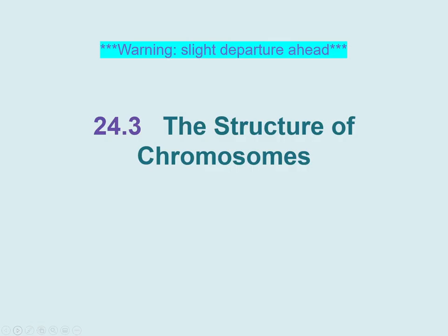So now we're going to have a little bit of a departure. I know this is chapter 28. However, we're going to be talking about chromosomes and chromatin, and we didn't cover chapter 24. So I just want to give you a little bit of background on that, so that you're not completely lost. You don't need to memorize this information, but it will be incredibly helpful for what is to come.